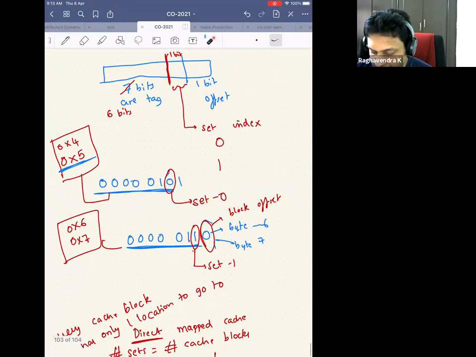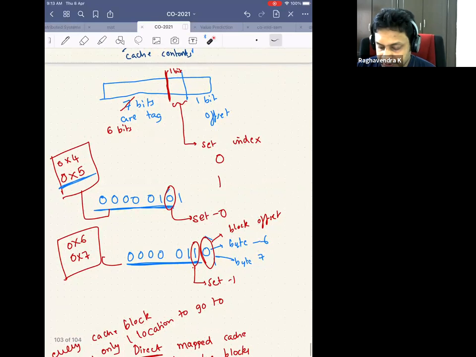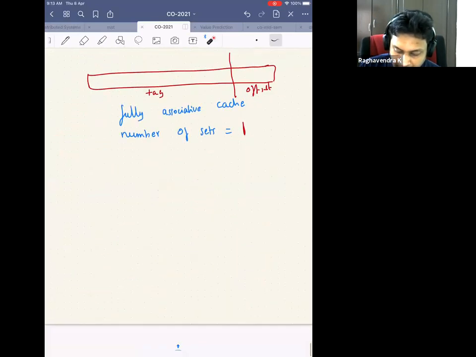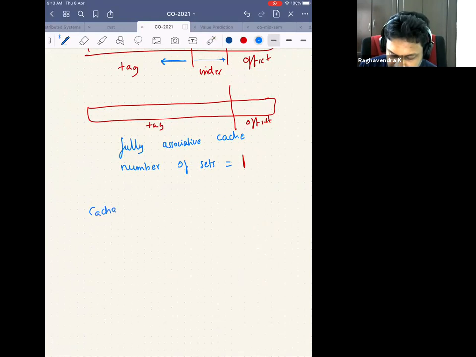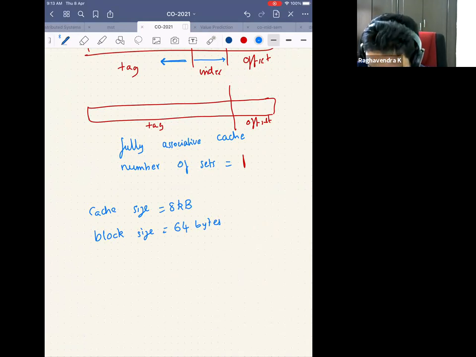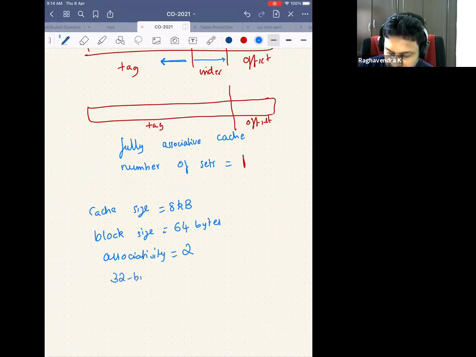Okay, so now we have seen this. I will ask a question so that you will wake up. Let's say my cache size is 8 kilobytes. Block size is 64 bytes. And the associativity is 2, which means that it's a two-way associative cache. And the CPU generates a 32-bit address.